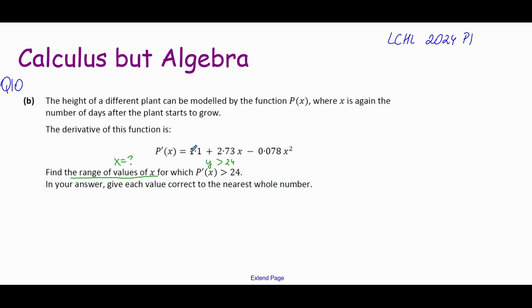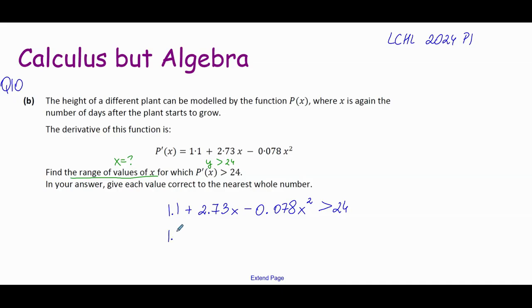Okay, so let's write it down. So 1.1 plus 2.73x minus 0.078x to the power of 2, and all of that is greater than 24. So how do we solve it? Once we have a letter to the power of 2, what do we think about? Minus b formula, and the same here.